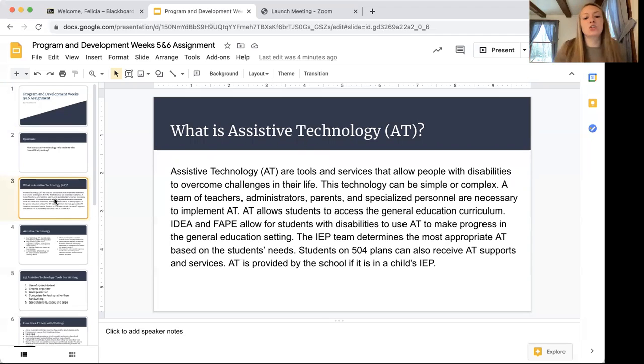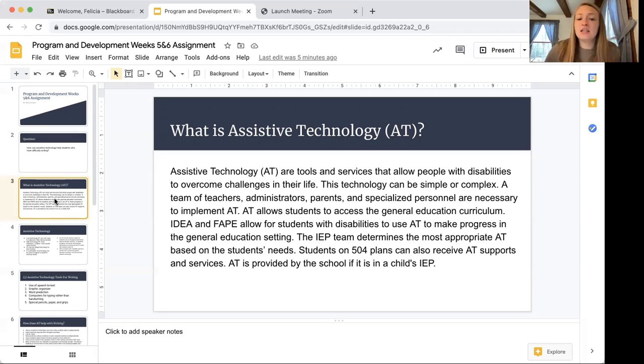So assistive technology is tools and programs and services that allow students and adults, but we're kind of looking more at students in this case. It allows them to access the general education curriculum, and it allows them to do things that they wouldn't necessarily be able to do without it. So this assistive technology can be both simple and complex. It can be high tech and low tech. It really depends on the student's needs.